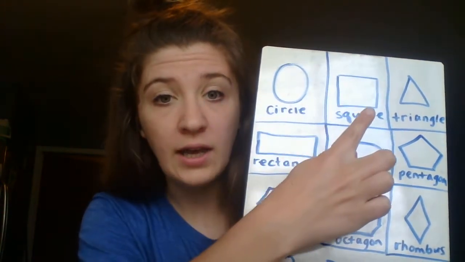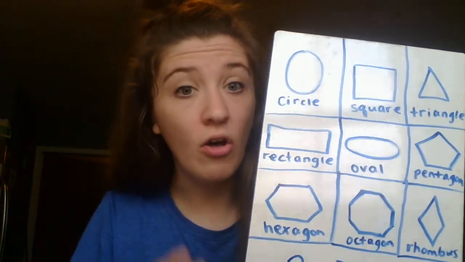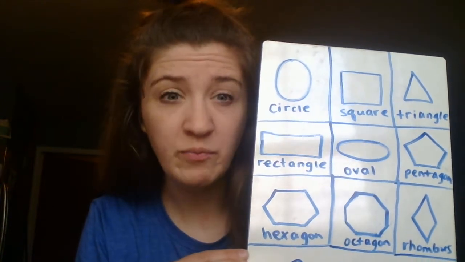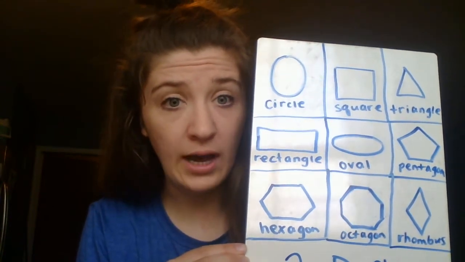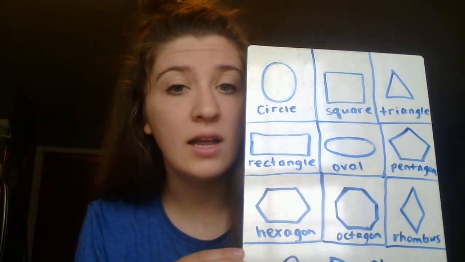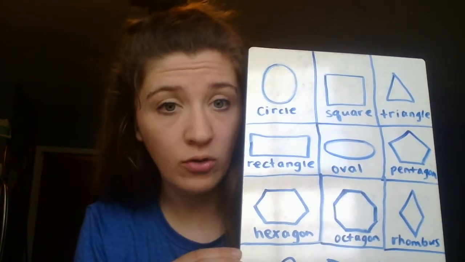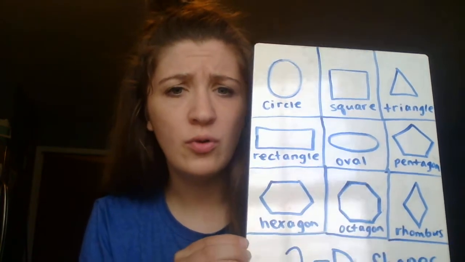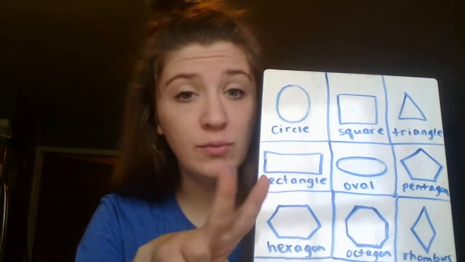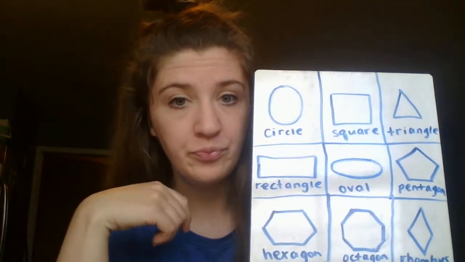So a trait of a square is that all four sides are the same length. It also has another attribute, which is that it has 4 right angles. Yeah? So those are 2 separate attributes about a square.